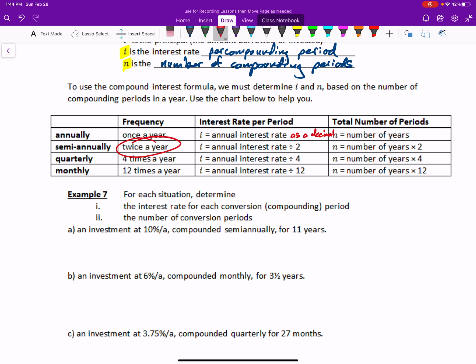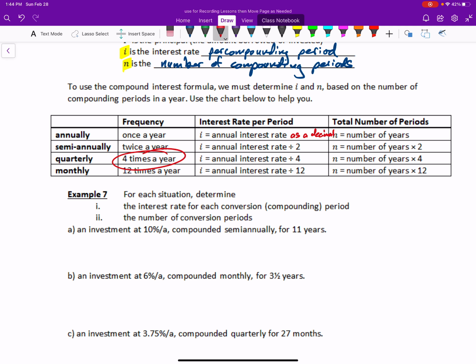Semi-annually means twice a year. So I take half the interest rate, but I do it 2 times a year. So if I had 10% interest, I'd do 5% interest maybe in January and another 5% interest in July. Still adds to 10%, but I'm breaking it into 2 portions. So i is only half as much. But that's balanced out by the fact that we're going to do it twice as many times. So if it was for 5 years, n would actually be 10. 5 times 2 gives me 10 times they do it.